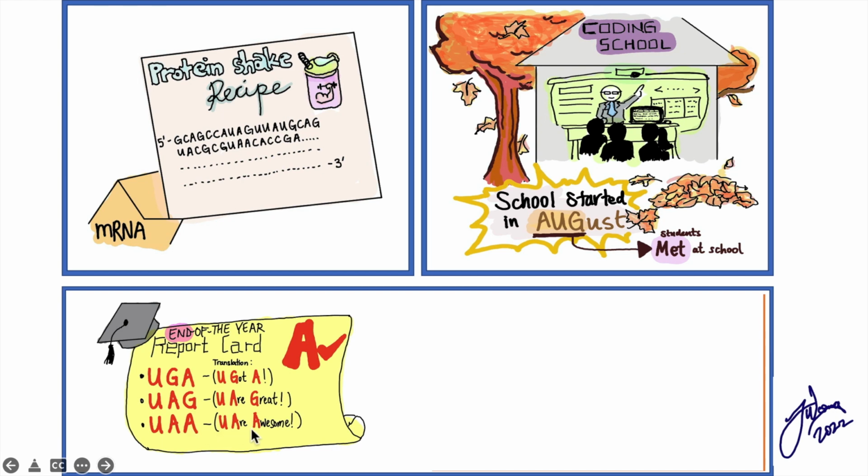UAA, you are awesome. Okay, look also here that UGA and UAG have the last two letters switched. Whoa, blew your mind, huh? Basically, if you saw any of those three codons, you knew you passed, which means any of those three are the stop codons in an mRNA.